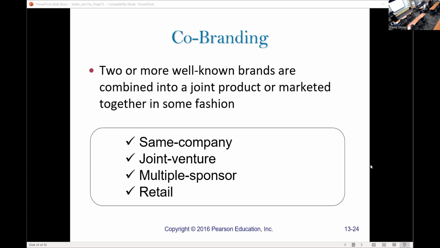Oh yeah, I have to talk about co-branding. All right. So if you remember on that last screen, we had Febreze. And if you go into the store and look under laundry detergents, you'll many times find Cheer with Febreze. All right. This is an example of what's known as co-branding. Co-branding is when two well-known brands are combined together to create a joint product that is marketed together in some kind of fashion.